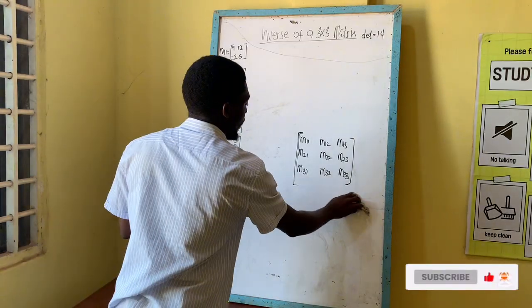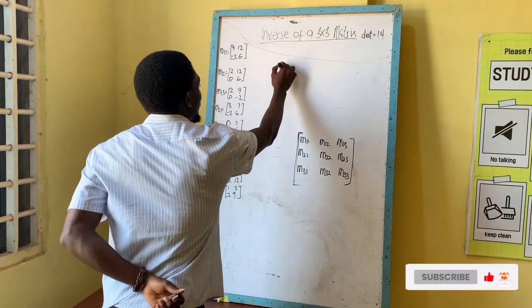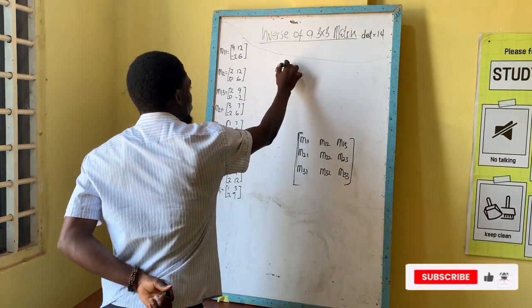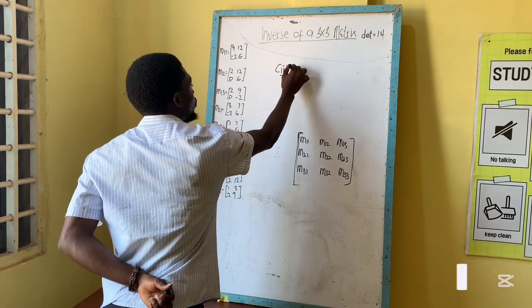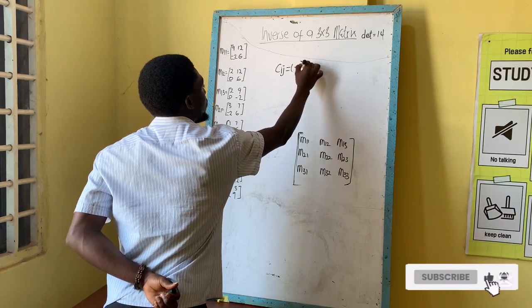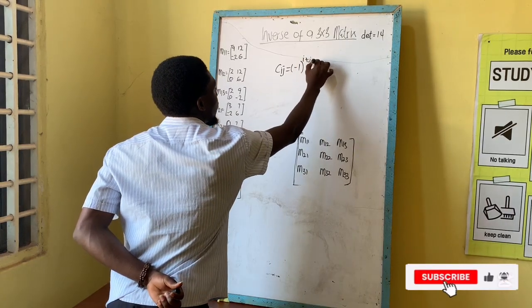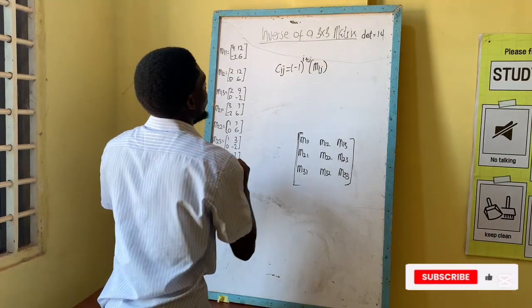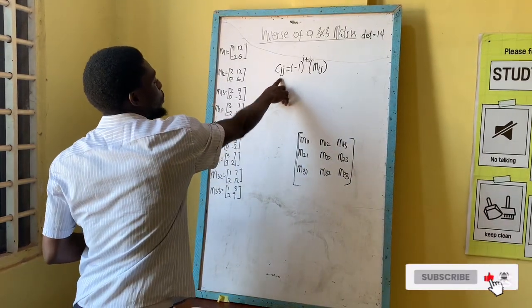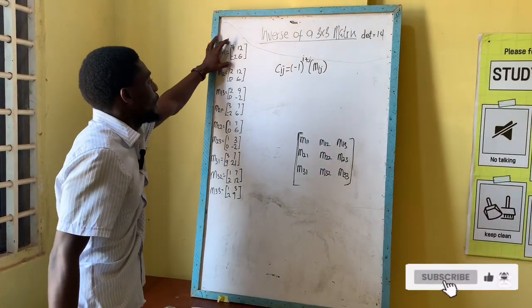So how do we then find our cofactor? Cofactor is a signed minor. So assuming this is our cofactor, this ij cofactor is equal to -1 raised to the power i plus j multiplied by the minor. So this i represents the row and the j represents the column. So the Mij here is the minor that we are talking about.